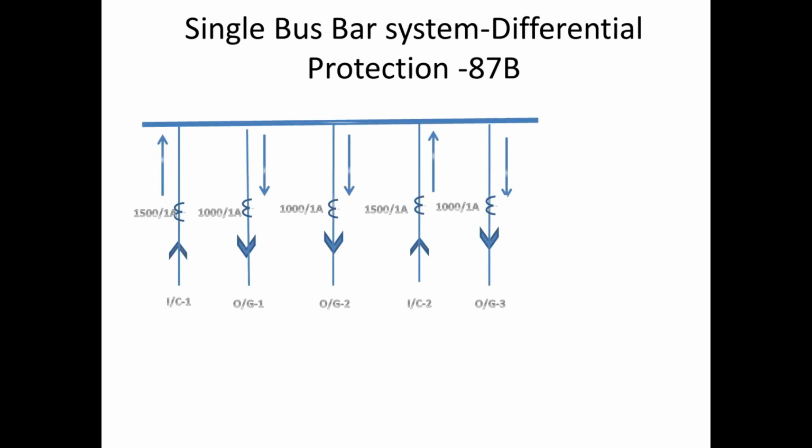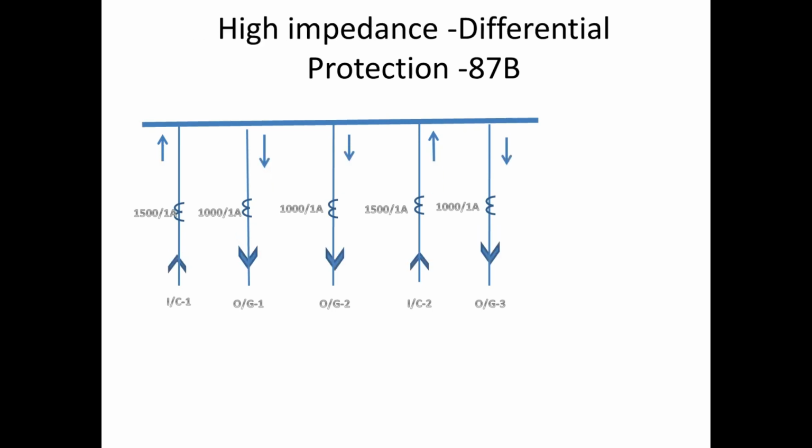For single bus bar system, mostly all use high impedance differential. If they use low impedance also, it will be very simple differential like cable, but relay cost will be more due to addition of many CTs on the relay. 99% they use high impedance.